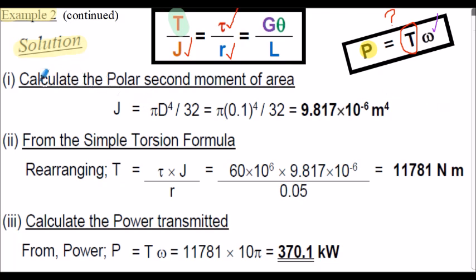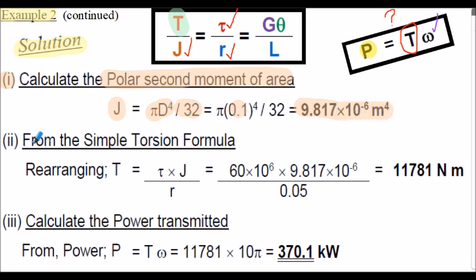So let's calculate the polar second moment of area, the J. For a solid section shaft, that's pi d to the 4 divided by 32. Our diameter is 0.1 meters, so J evaluates to 9.817 times 10 to the negative 6 meters to the 4.